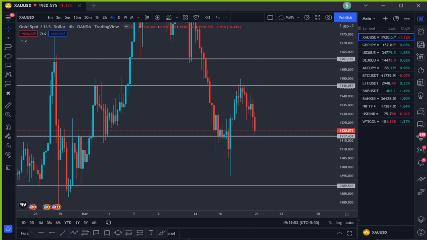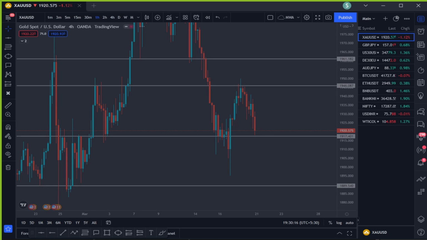So if we get a break and close above that resistance, so what we are expecting, as I mentioned, if we get a break and close above a resistance level, we are expecting the price to continue to the next resistance. Now this is going to be our next resistance. So this is what we are going to expect in that scenario. So that is what we are looking at on the 4 hour time frame.